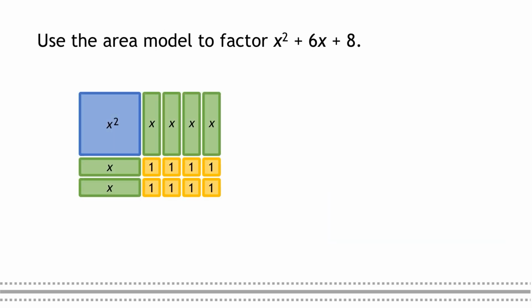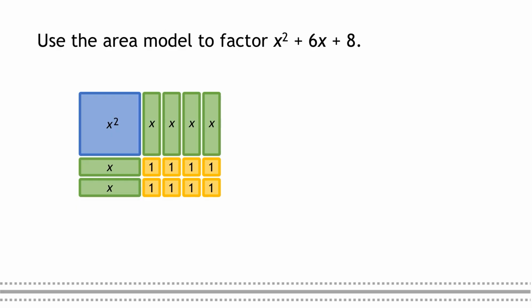Let's try another. This time we'll use the area model given to us to factor x squared plus 6x plus 8. First, let's make sure we have the correct tiles to represent the polynomial. The terms of our polynomial are x squared, or 1x squared, 6x, and 8. So we need 1 x squared tile, 6 x tiles, and 8 unit tiles. That's right. Our rectangle has the area x squared plus 6x plus 8. If we find the length and width of this rectangle, we'll know our factors.